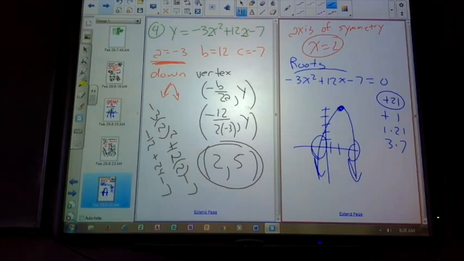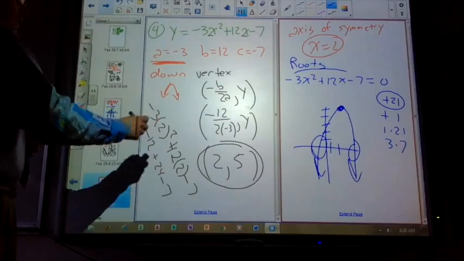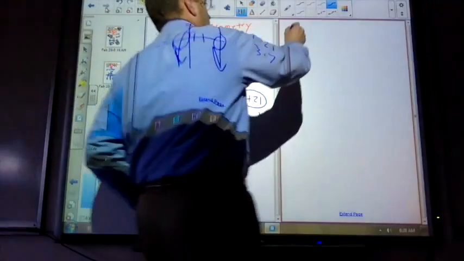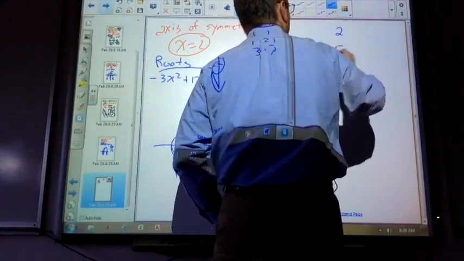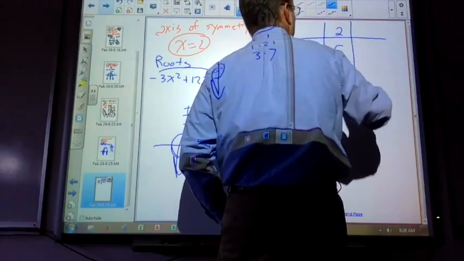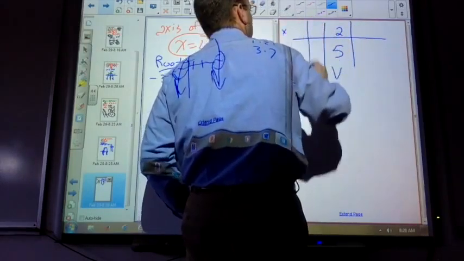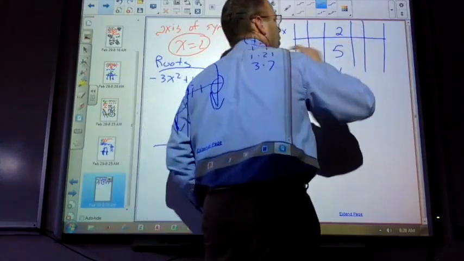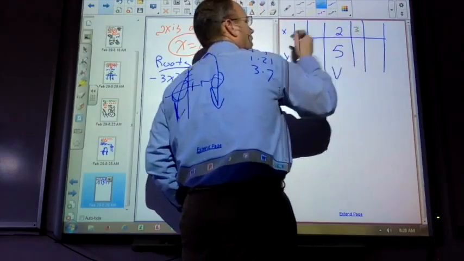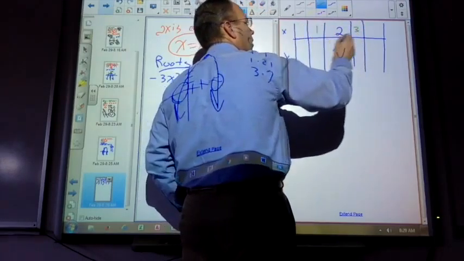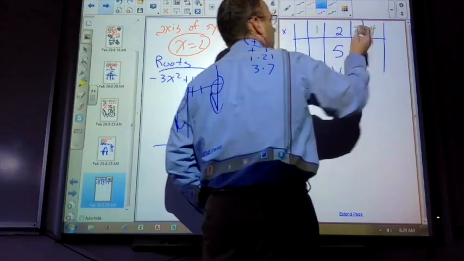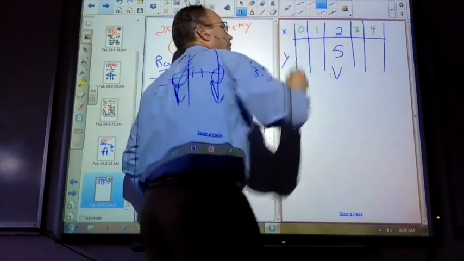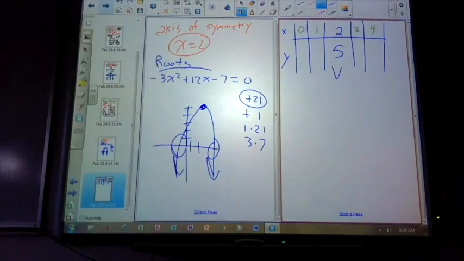Complete the table. Okay, so I have a vertex at 2 comma 5. So I'm going to go over one more board. My vertex is at 2, 5. Okay, so one number to the right of 2 is? One number to the left of 2 is? 1. One number to the right of 3 is? One number to the left of 0 is? Of those values up there, which two are going to be equal? One goes with what? Three. And zero goes with? Four. Does that make sense?